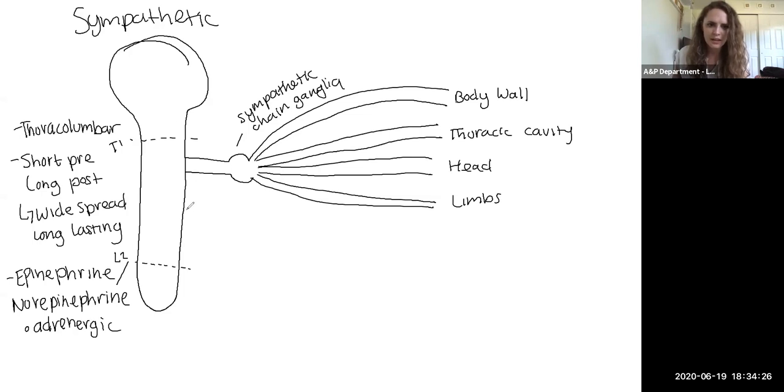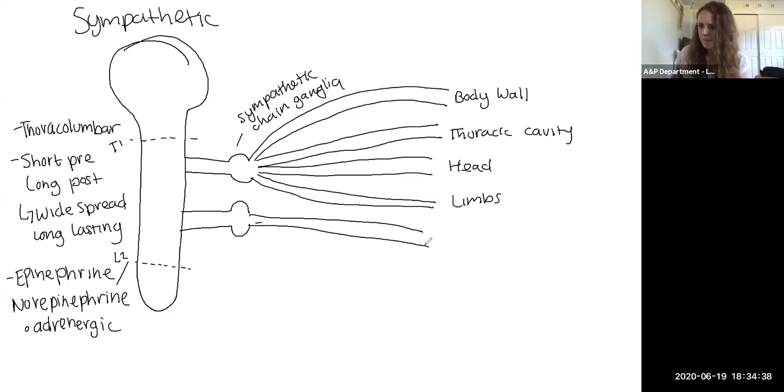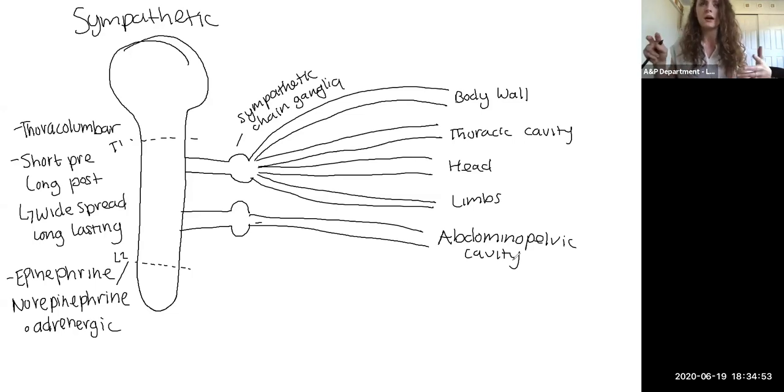Your next ganglia is called your collateral ganglia. And it just has 3 divisions, but they all go to the same place. So I'm going to just draw one for simplicity. These all go to your abdominopelvic cavity. Okay, what's in your abdominopelvic cavity? Your abdomen has your stomach, your intestines, your pelvic cavity has your bladder, reproductive.